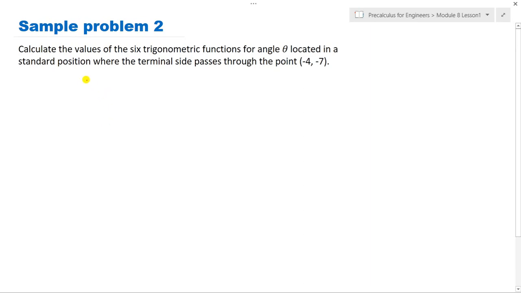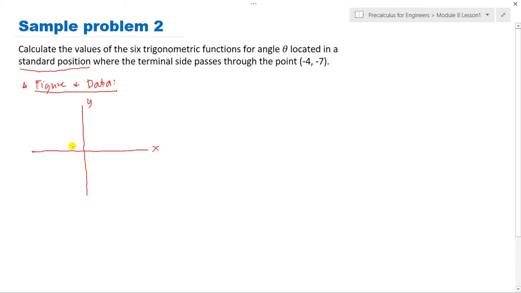Here you are going to calculate the values of the 6 trigonometric functions for angle theta located in standard position, where the terminal side passes through the point (-4, -7). Don't forget to follow the procedure. This is my procedure; you can use this. The first thing that we should do is draw the figure and write the data. We have here a Cartesian coordinate plane, x and y, and then we're going to locate the point, that is (-4, -7).